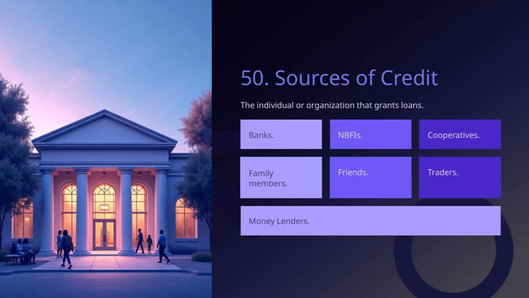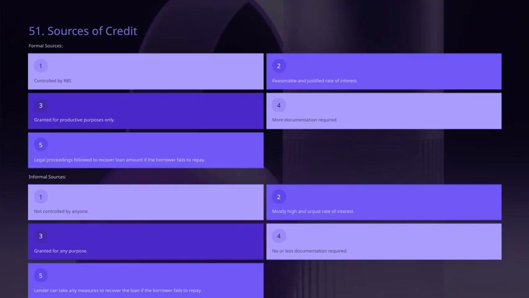Understanding these different sources helps us see how access to credit can vary depending on the situation, the amount needed, and the level of formality. All these sources are interconnected as part of the broader financial system, which plays a crucial role in supporting economic activities and individual needs. Recognizing where credit comes from is essential for making informed financial decisions and managing borrowing responsibly. Let's take a closer look at the sources of credit and their key characteristics.